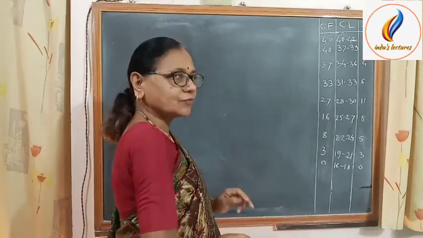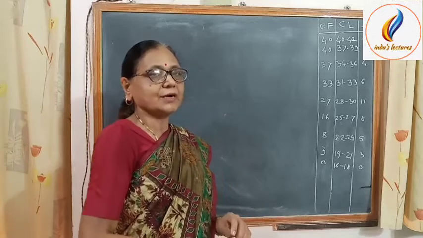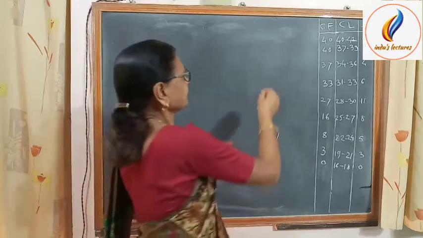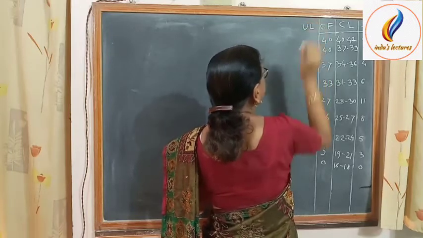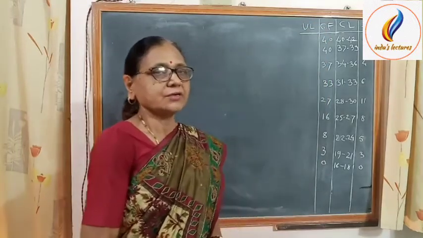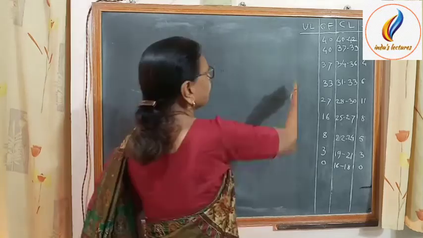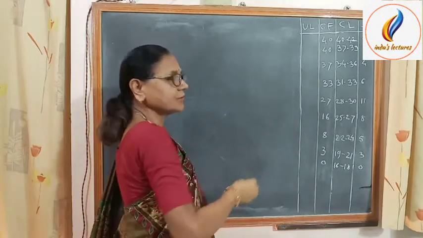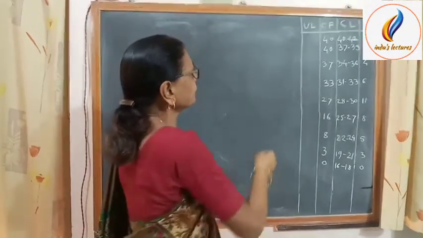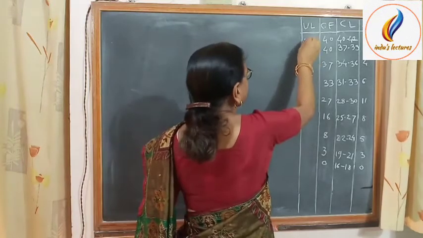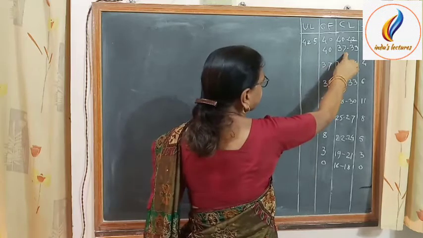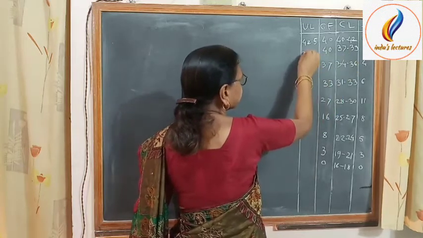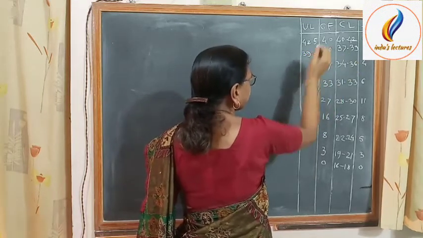Again we have to calculate the upper limit of each class interval. So we write UL for upper limit. Compute the upper limit of each class interval. The upper limit of the class interval 40 to 42 is 42.5. Then for the class interval 37 to 39 it is 39.5.